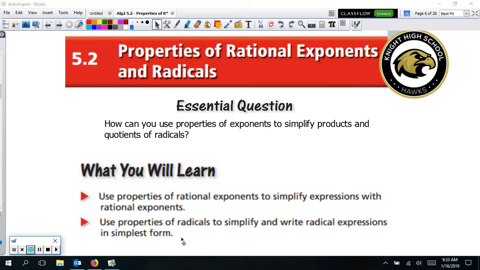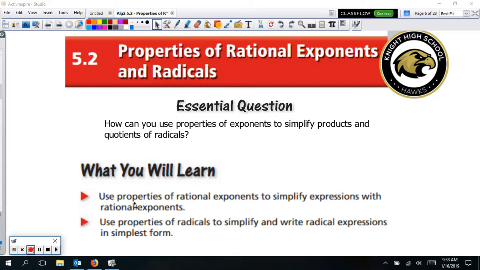Hello everyone, welcome back. We're going to jump into 5.2, which is properties of rational exponents and radicals. This is almost two lessons in one. The rational exponents and the radicals could each be their own lesson, but we're putting them together here in one, so I hope this is not too long.